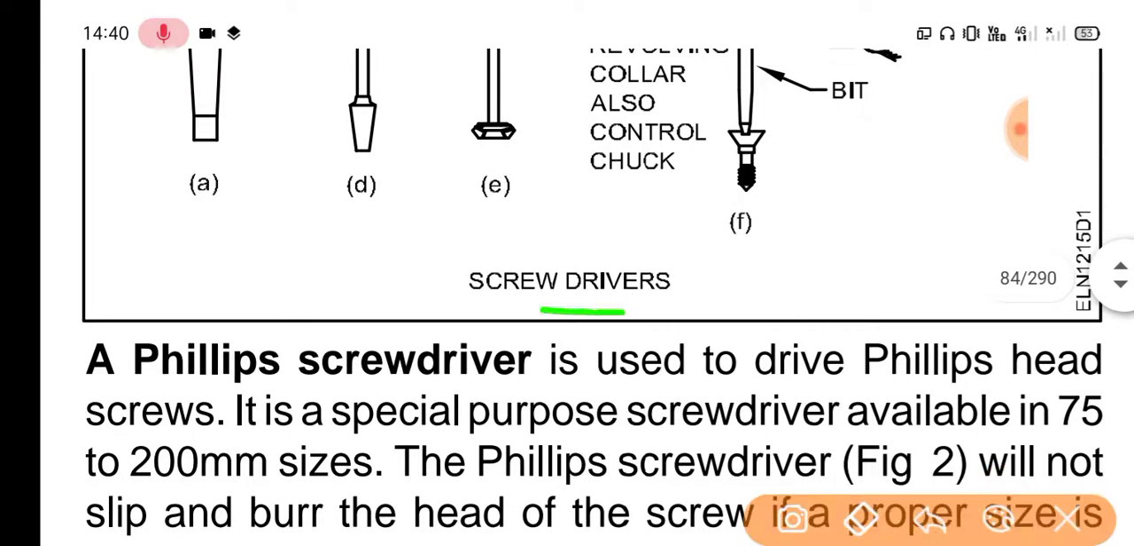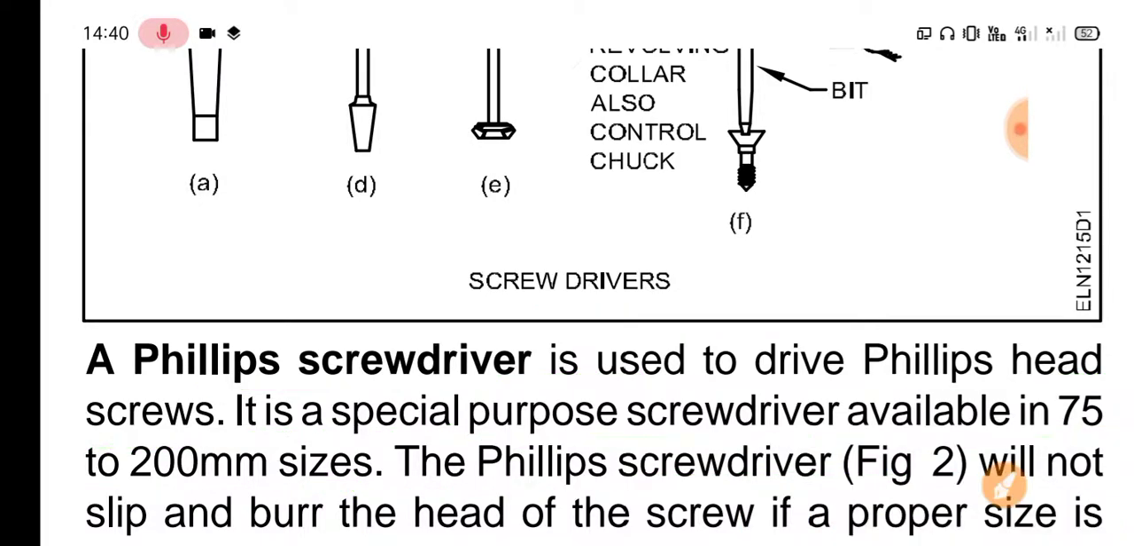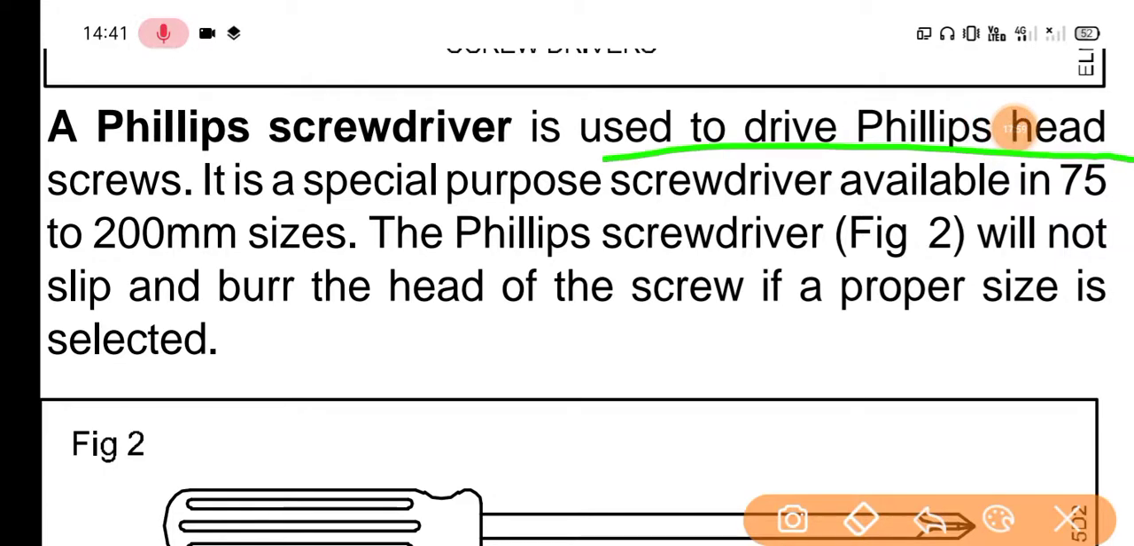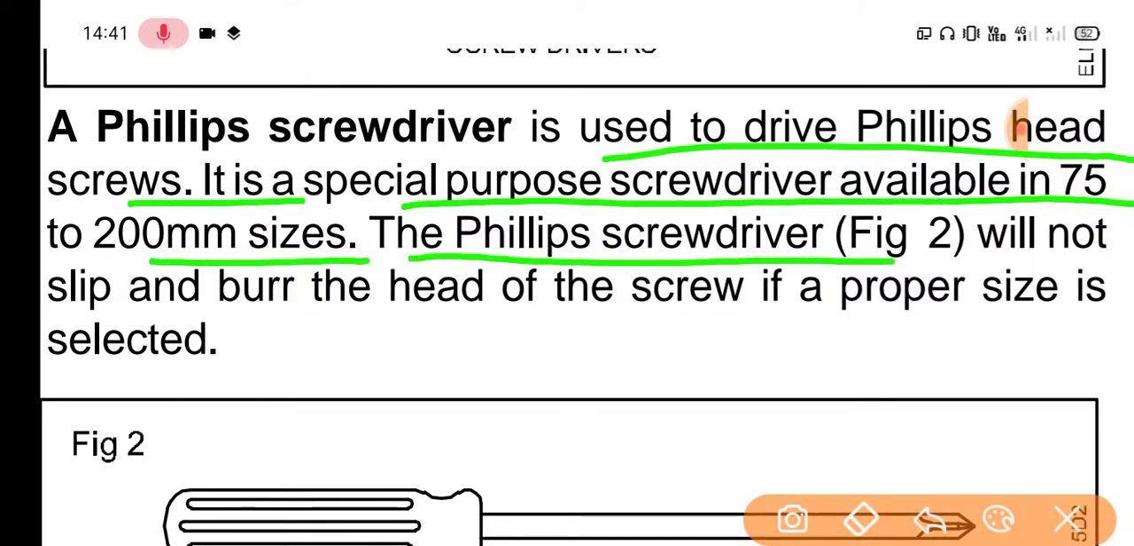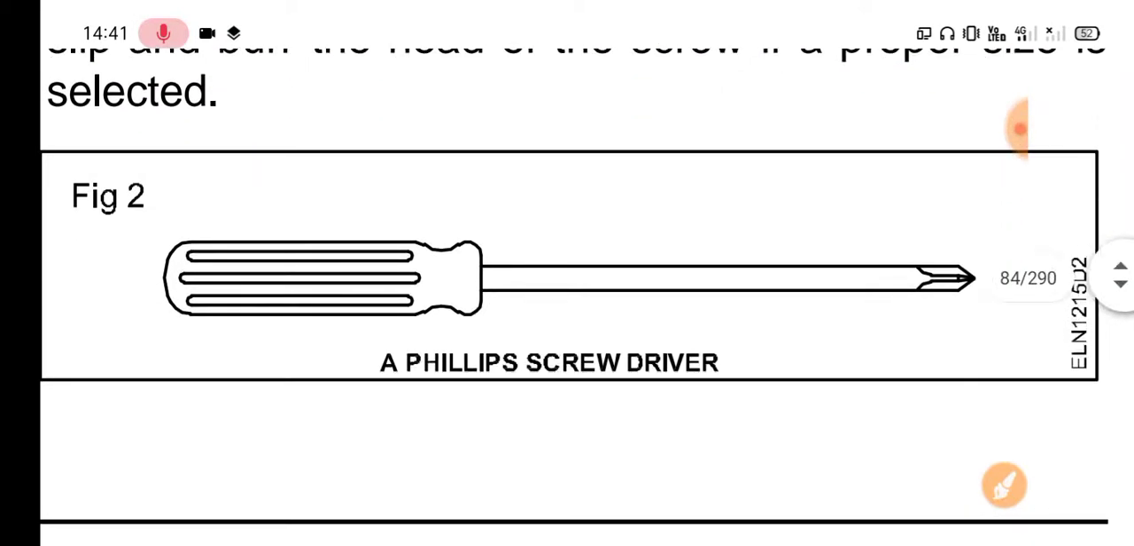This is a Phillips screwdriver, used for Phillips head screws. It is a special purpose screwdriver available in 75 to 200 mm size. A Phillips screwdriver is used to drive a Phillips head screw. The Phillips screwdriver, picture 2, will not slip and burr the head of the screw if a proper size is selected. Given in picture, a Phillips screwdriver.